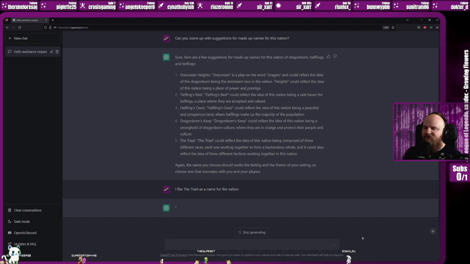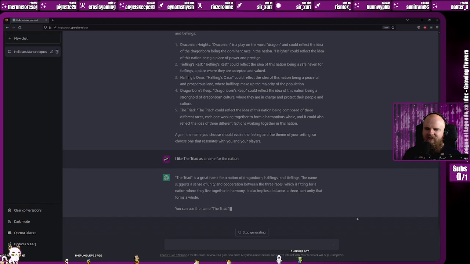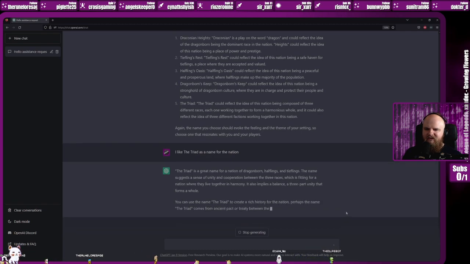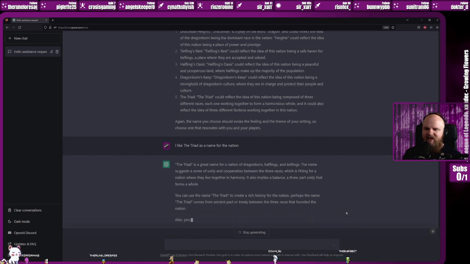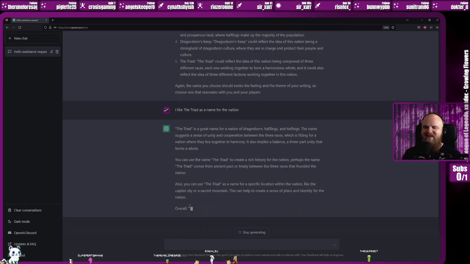3 rulers, 1 soul. Interesting. Sense of unity and cooperation implies a balance. Perhaps the name the Triad comes from an ancient pact or treaty between the 3 races that founded the nation. Perhaps. It really likes to suggest capital city or sacred mountain.